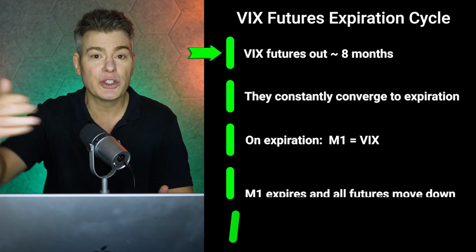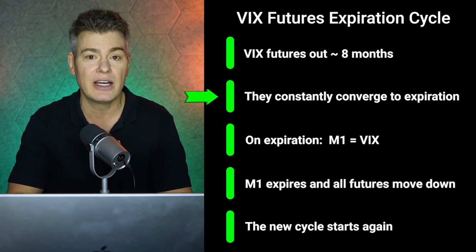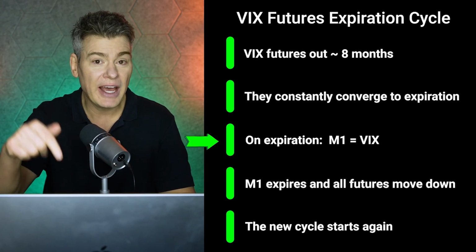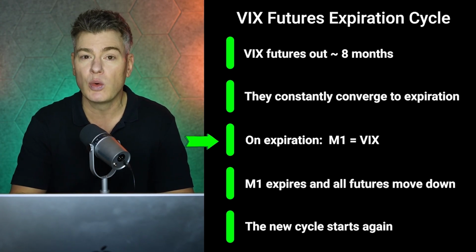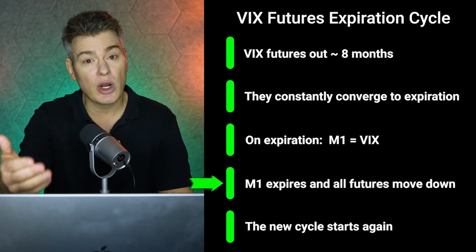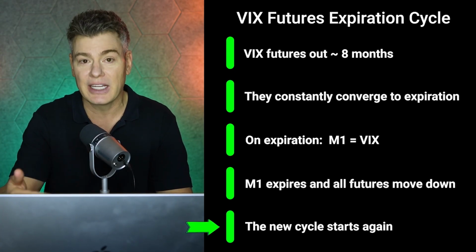You've got all the VIX futures priced out into the future, and then with each passing day, they are all ticking down to the left as time goes by. On that expiration day, just for that moment, that front month M1 future will equal the VIX index. Then it expires, it drops off the board completely, all of those futures move down to the next month, and the cycle begins again.